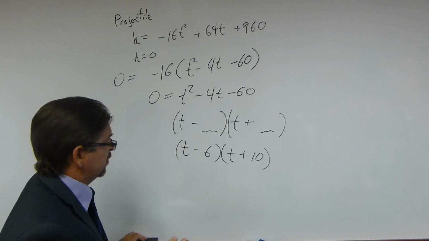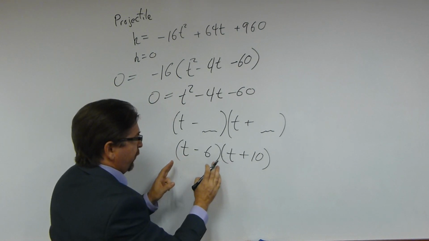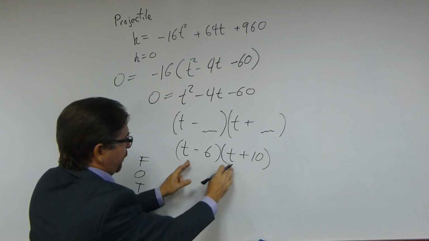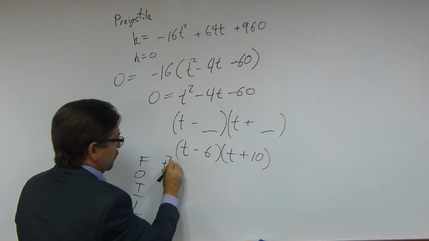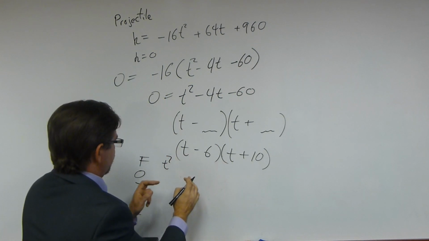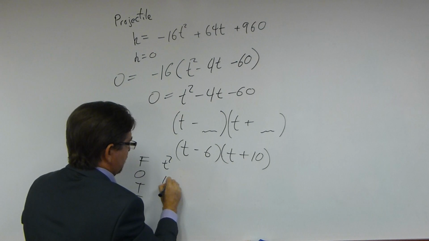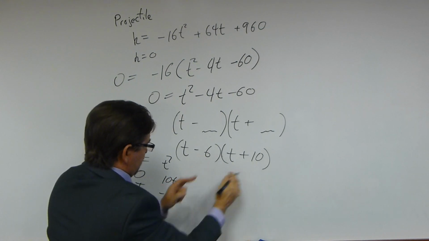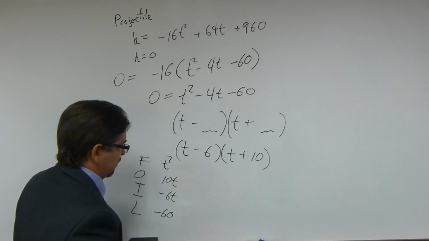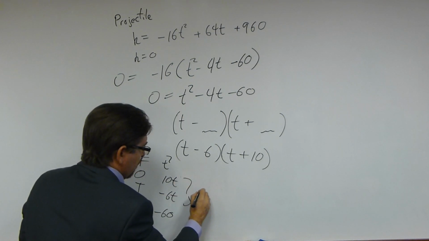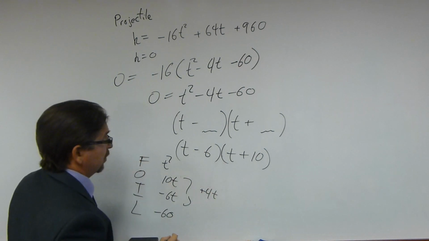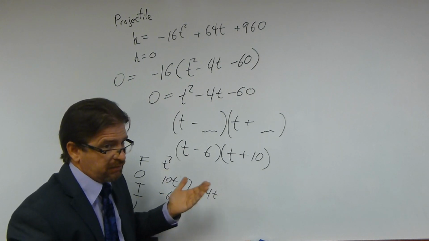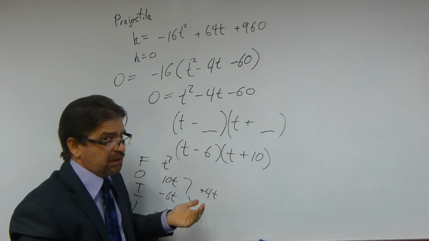Does this work? Let's find out. If we do FOIL, my first term is a t squared. Good. First, outer, that'd be 10t, inner minus 6t, last negative 60. This gives me positive 4t. I need negative 4t. Okay, so I did something wrong. This often involves a bit of trial and error.